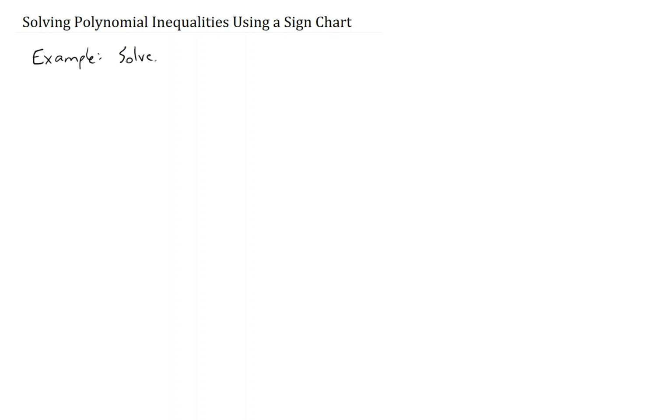Let's say I want to solve this inequality: x plus 1 squared times x minus 3 to the third times x plus 4 is greater than 0. To solve this inequality means to find the x values, because the variable here is x, that make this statement true.